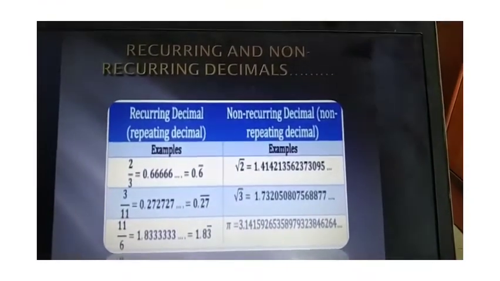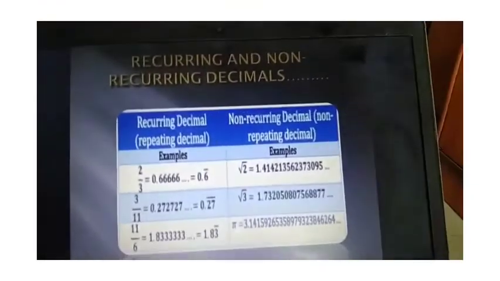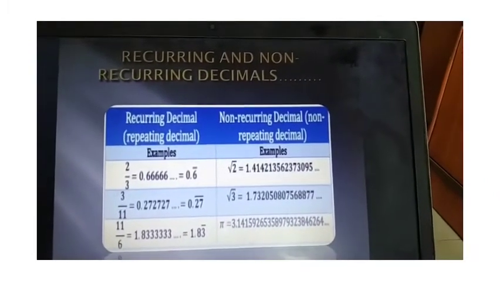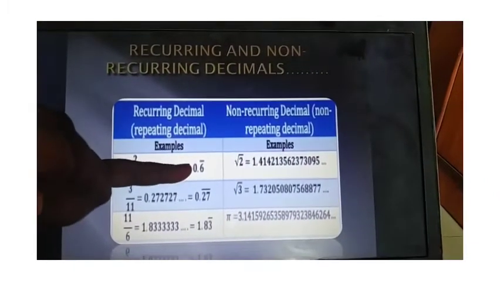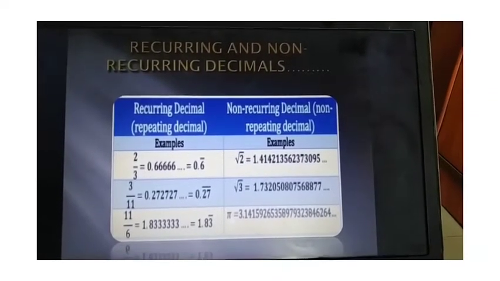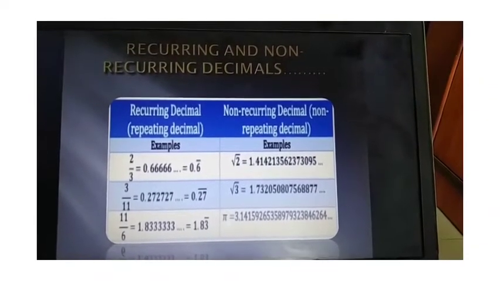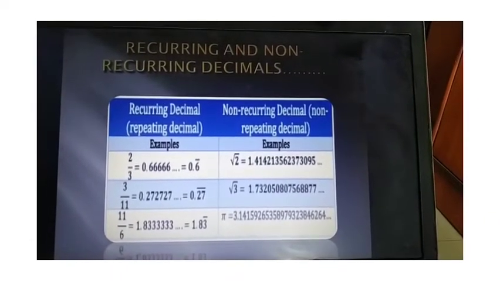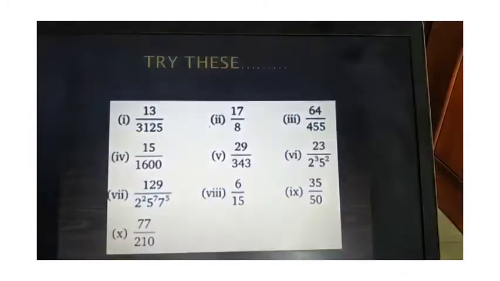The next one is recurring and non-recurring decimals. Recurring means the digits which continue and go on, repeating decimals, and non-recurring is the same as non-repeating. You can see some more examples of it so that you can understand better.